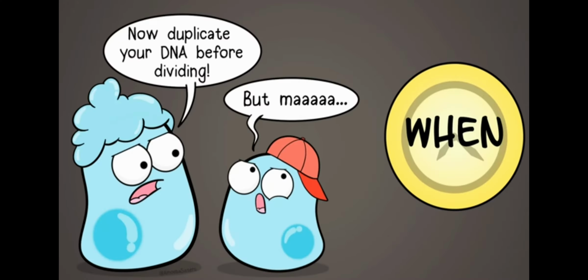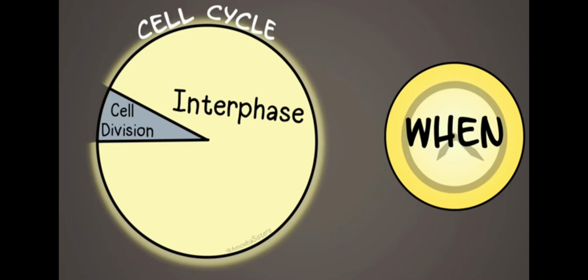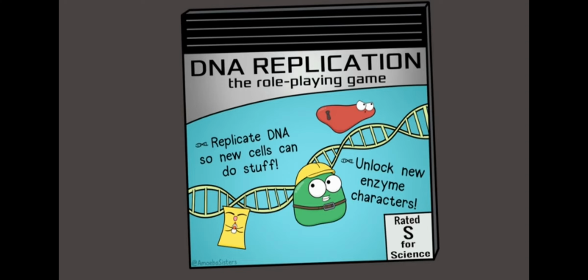Next, when? When does this happen? Well, a cell is going to need to do this before it divides so that the new daughter cell can also get a copy of DNA. To get specific, in a eukaryotic cell, that's going to be before mitosis or meiosis in a time known as interphase.